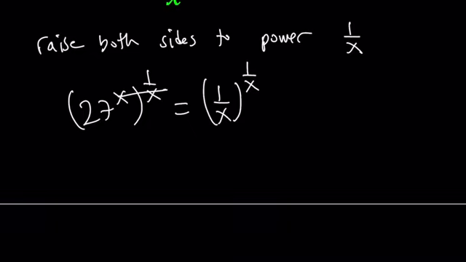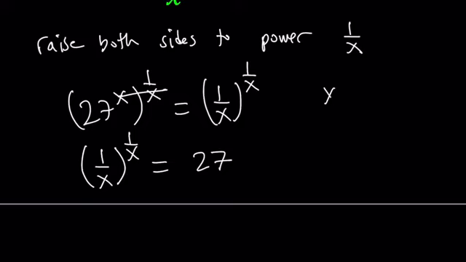Let's go ahead and write what's on the right-hand side on the left-hand side. So, kind of switch sides here. Write this as 1 over x to the power 1 over x equals 27. So this is nice, and I'm pretty sure you already guessed the answer, right? Okay, I forgot to say, but we do know that x does not equal 0, so I was able to raise both sides to the power of 1 over x, so that's allowed.